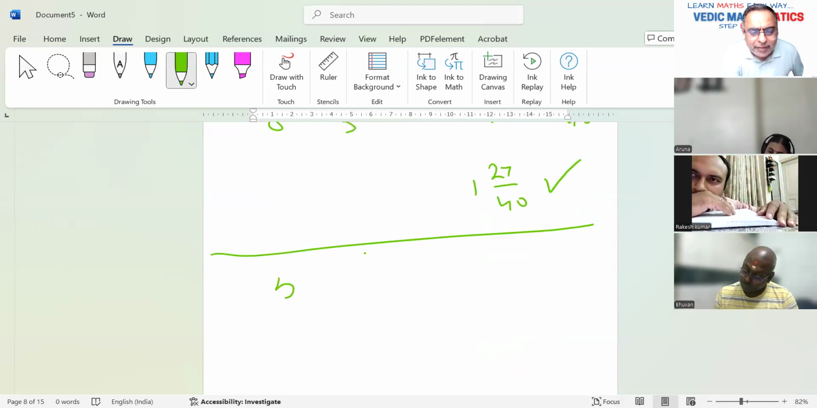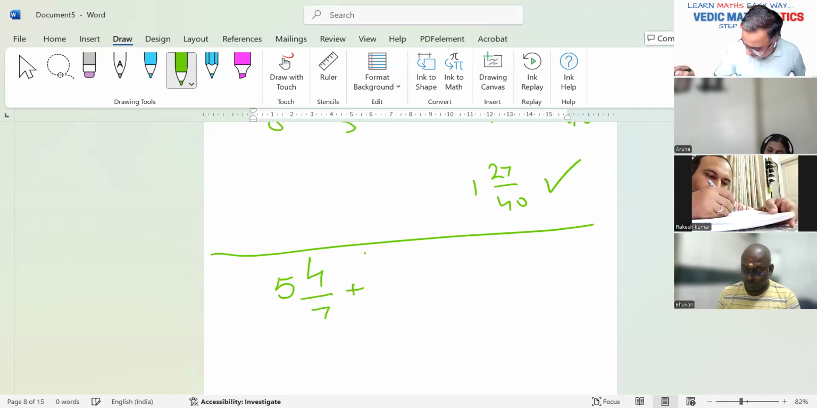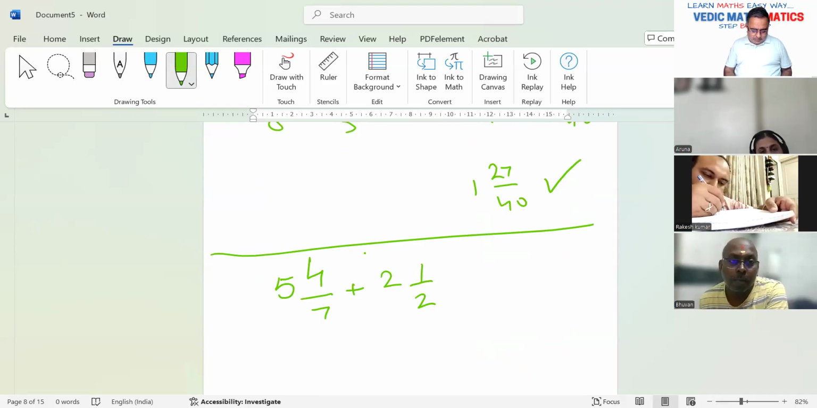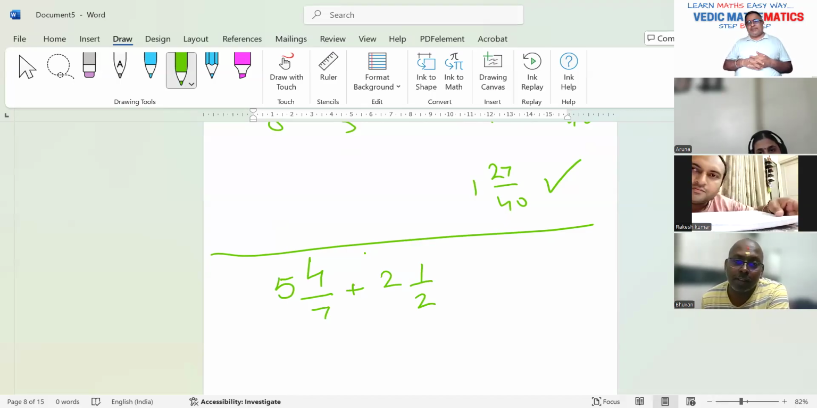Solve 5 4/7 plus 2 1/2. Now, how do you do it? First, you tell me, then I'll guide you. First, I'll change into improper fractions, then butterfly method. Yes, Aruna?